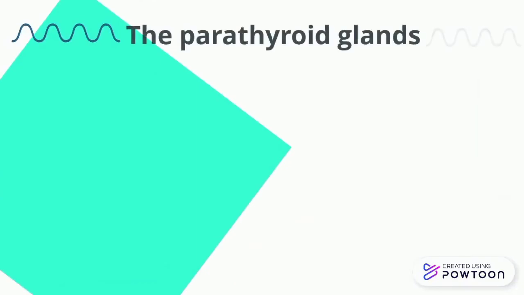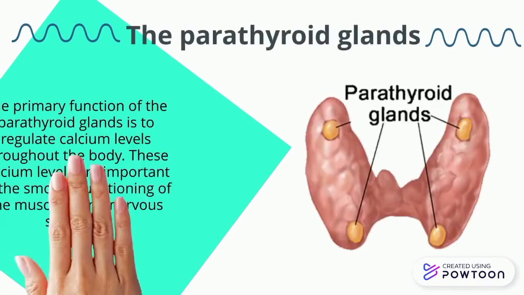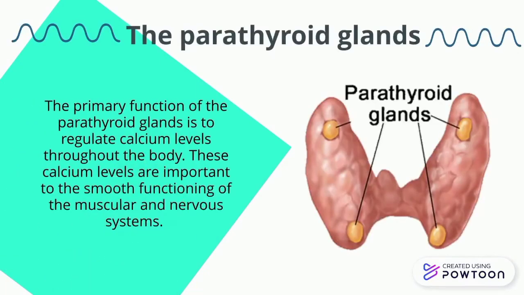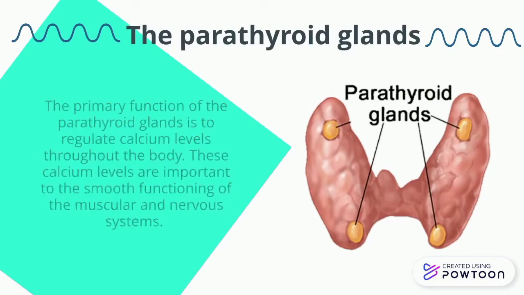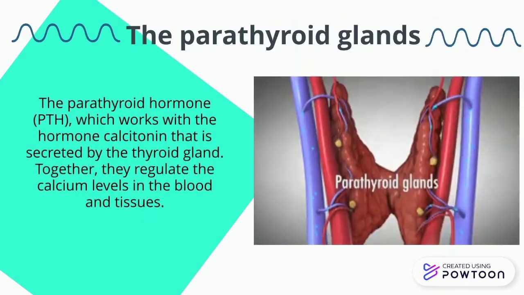The parathyroid glands. The primary function of the parathyroid glands is to regulate calcium levels throughout the body. These calcium levels are important to the smooth functioning of the muscular and nervous systems. The secretions of the parathyroid glands include the parathyroid hormone, PTH, which works with the hormone calcitonin that is secreted by the thyroid gland. Together, they regulate the calcium levels in the blood and tissues.